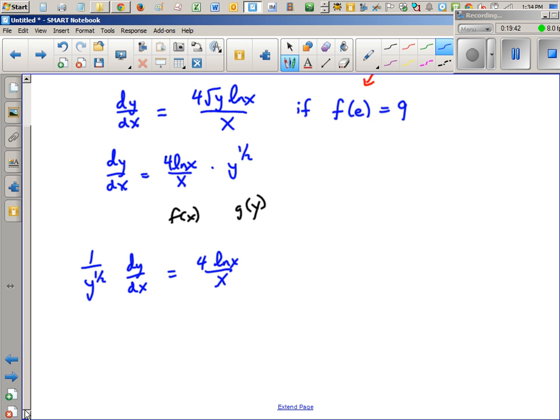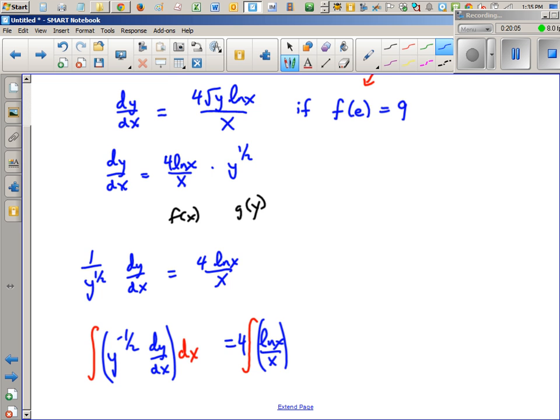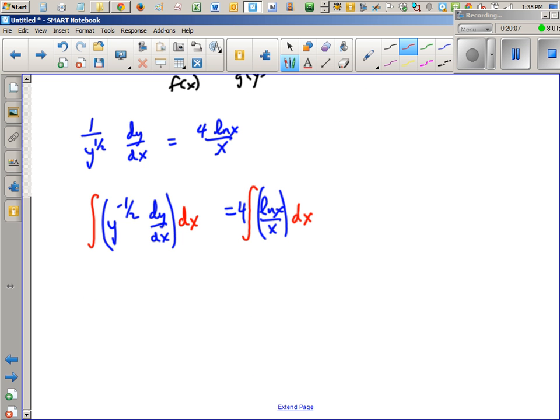Then we integrate both sides with respect to dx. I'll write this as y to the minus 2, or y to the minus half. So put an integral dx on that side. I'll leave the 4 outside. Do an integral dx on the right side. The dx's cancel as before.